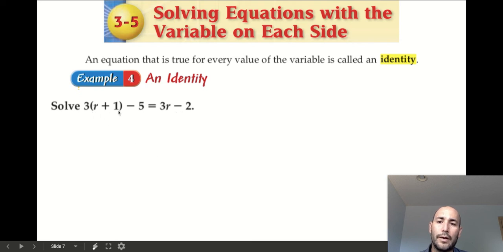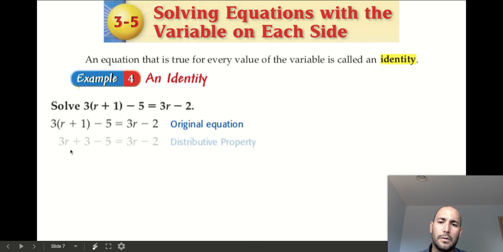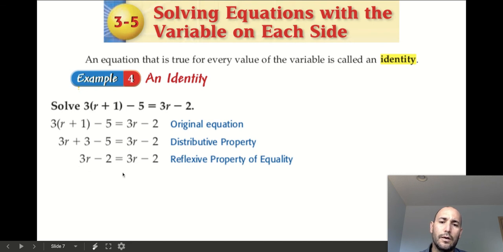So again, here's my parentheses there. So I'm going to start off by using the distributive property. 3 times r, 3 times 1 gives me 3r plus 3 minus 5 equals 3r minus 2. So now, here I can simplify plus 3 minus 5 makes minus 2. Now if you notice, 3r minus 2 equals 3r minus 2, right?